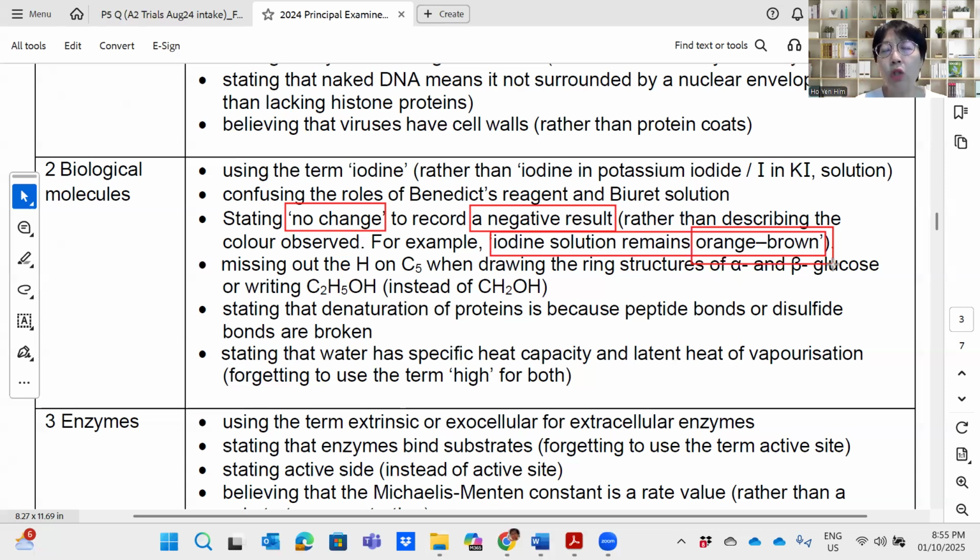This is the actual original color of iodine in the concentrated form, orange-brown. But when you add it to water, it's yellow-brown, right? Okay. And when you do the iodine test, when there's a presence of starch, the color is actually called blue-black. So please write blue-black in this way.